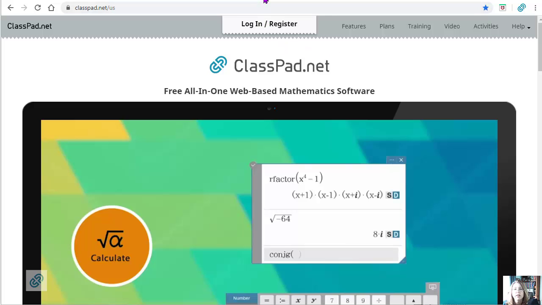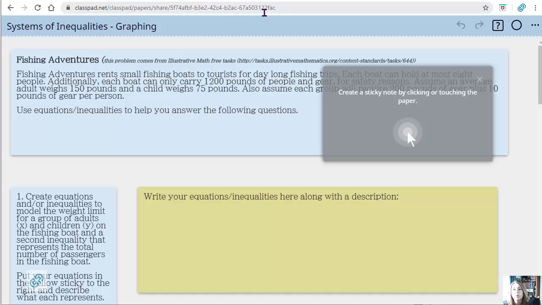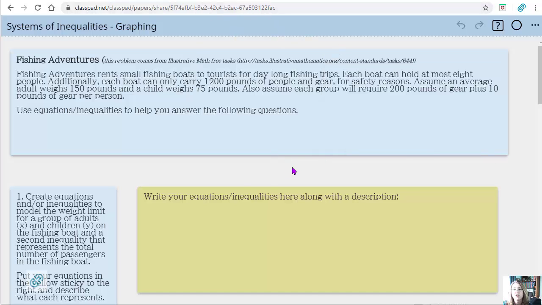So I'm going to just click on the first one, and you'll notice up here, this is the URL that's being shared. It opens up this page. Technically, you're in as a guest when you're working in this situation. But if you have an account, you can duplicate it up in the corner and create your own version. So this is an activity called Fishing Adventures. It was modified from Illustrative Math, which is a free open source curriculum. So I just took a problem from one of theirs.